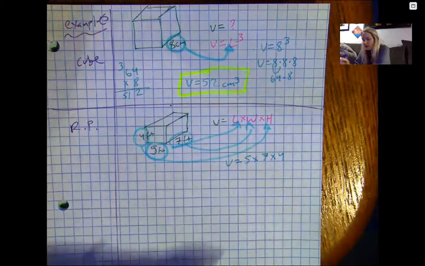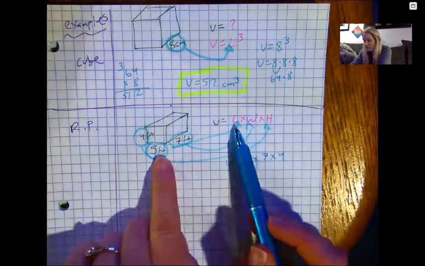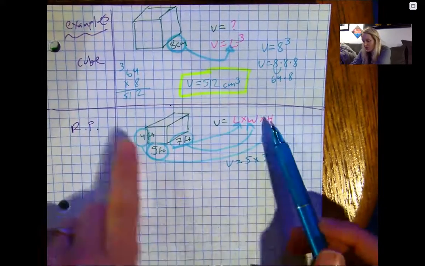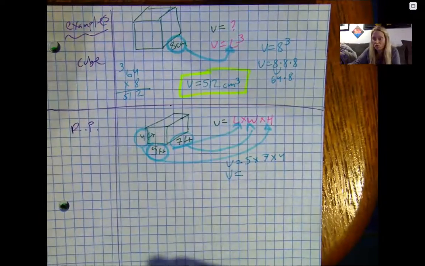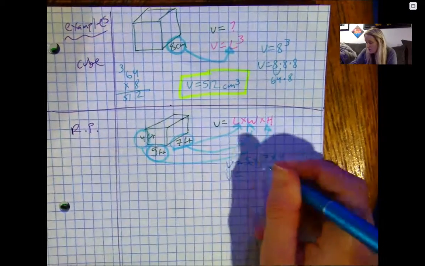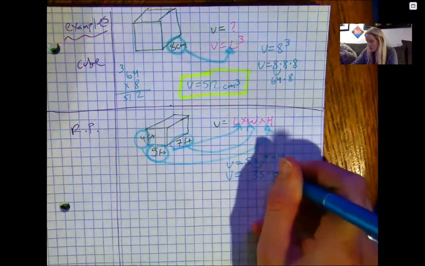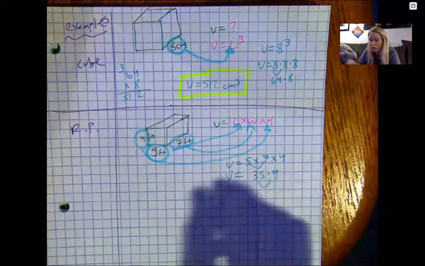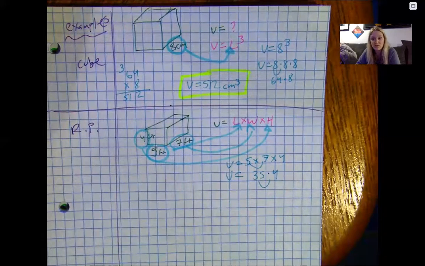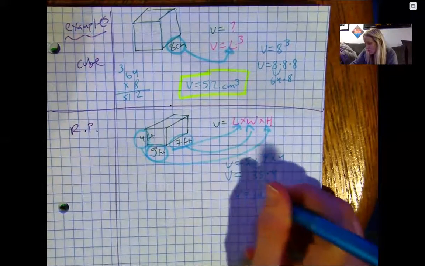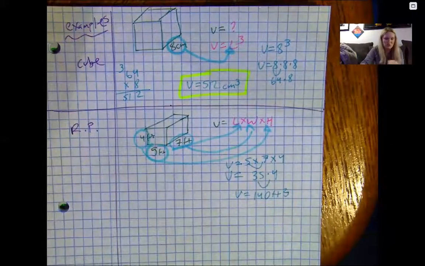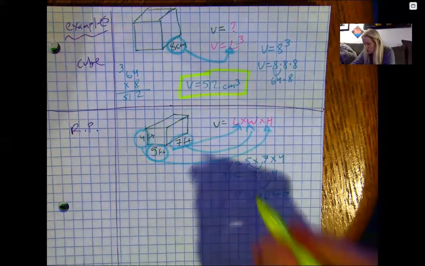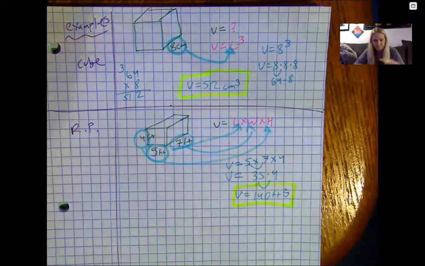So volume is going to be the length 5 times the width 7 times the height 4. In multiplication, order does not matter, so you just go from left to right. 5 times 7 is 35. Bring down the times 4. 35 times 4, well, I know that 35 times 2 is 70, and then 70 times 2 is 140. So the volume is 140 feet to the third. Make that 2 a 3, okay? Because we're in 3 dimensions now.